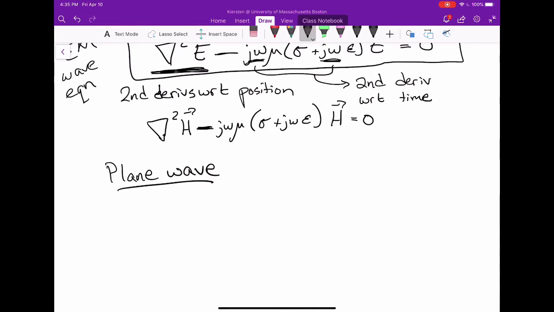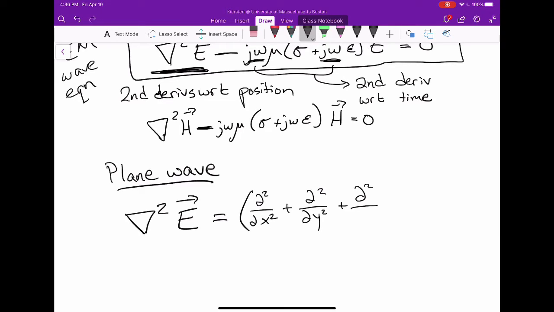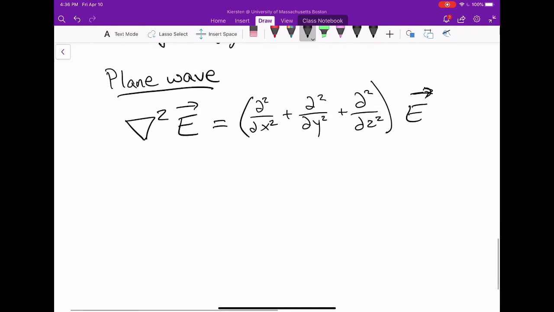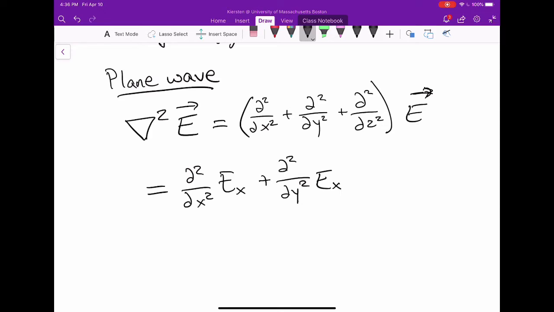Let's start from the idea of the Laplacian. So the Laplacian of E is equal to the second derivative with respect to each of the coordinates, all added together, of E. And these get applied individually to each of the vector components of E. So if I write this all the way out, it's very long, you get partial x squared Ex plus partial y squared Ex plus partial z squared Ex, and the same thing for y and z.